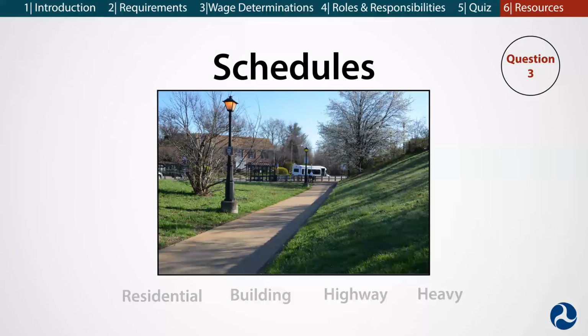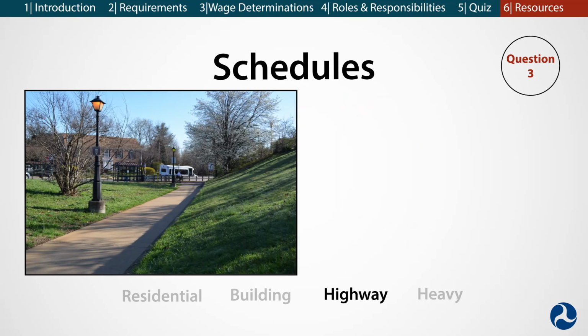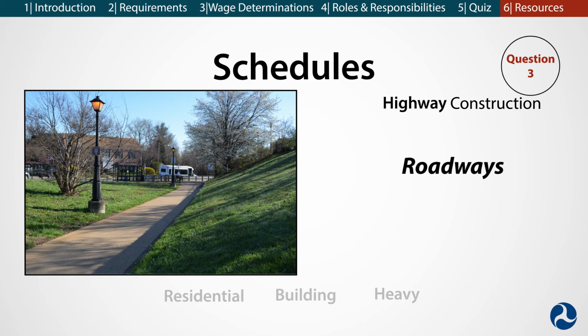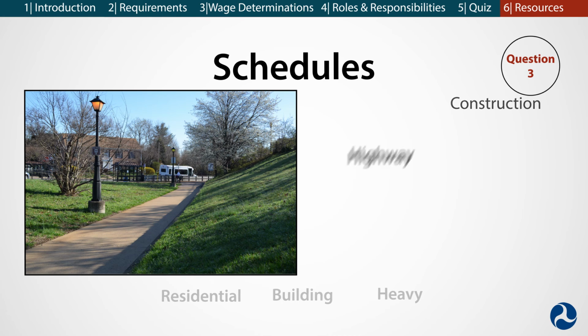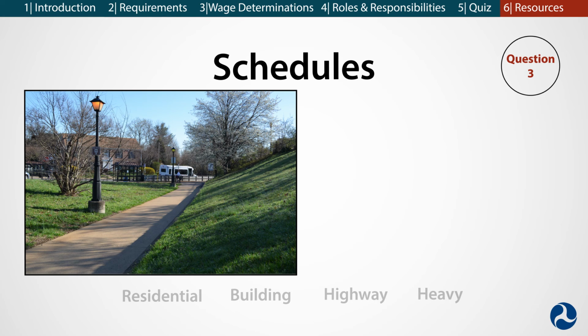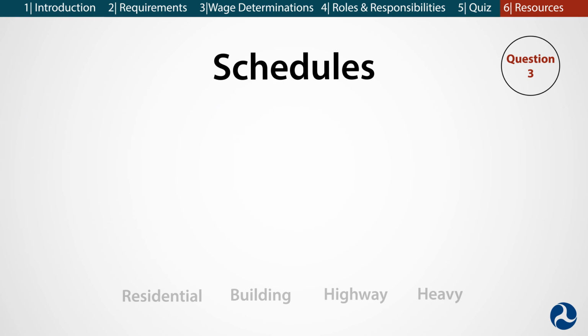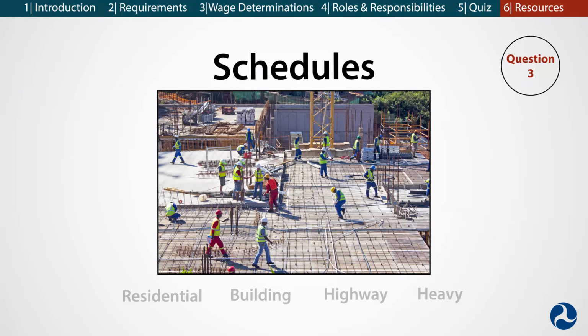In this first image, we see a sidewalk being built from the main road to a rail station. Highway construction consists of building roadways, sidewalks, parking areas, paths, etc. Therefore, image 1 is highway construction. Don't forget to make the path ADA compliant and check out our video on ADA compliance. The second image shows a new rail station being built. This would be classified as building construction.